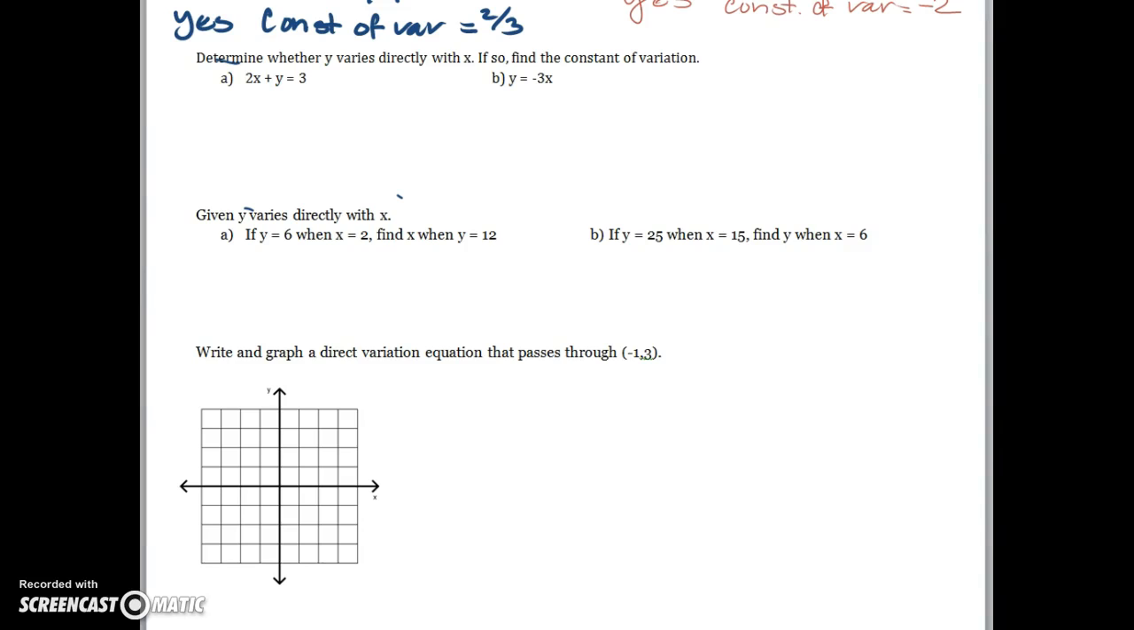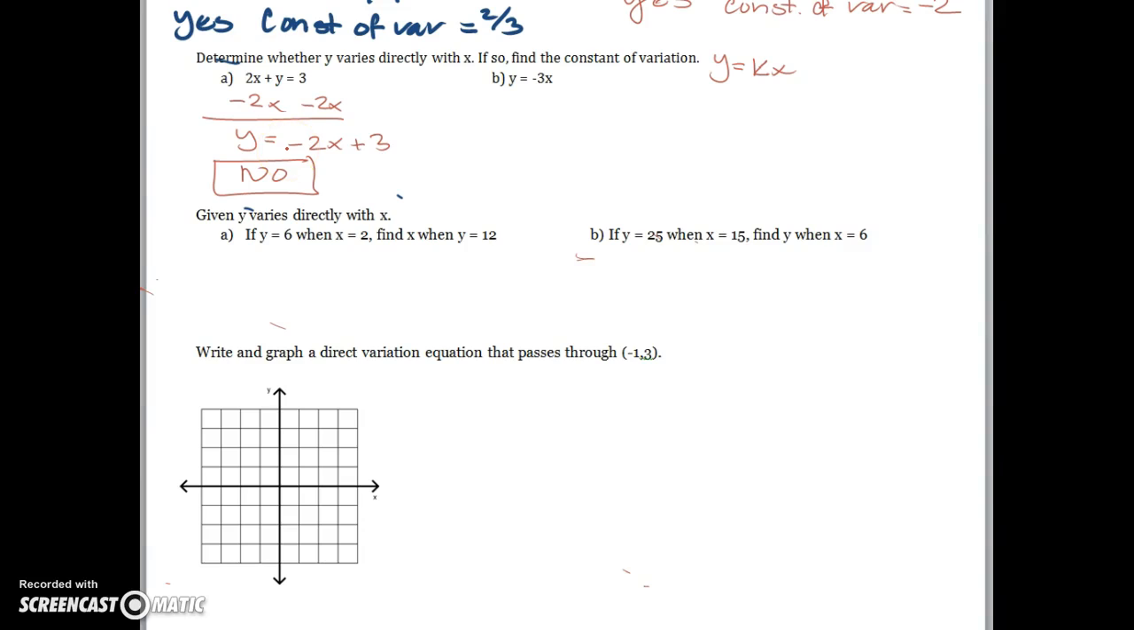Okay, our next set of directions: determine whether y varies directly with x. If so, find the constant of variation. So if it does, y equals k times x. So let's get y by itself. So I'm going to subtract 2x and subtract 2x. And I have y is equal to -2x plus 3. Well, what do you think? Direct variation says y equals kx. It doesn't say plus anything, and it doesn't say minus anything. So this is a no.